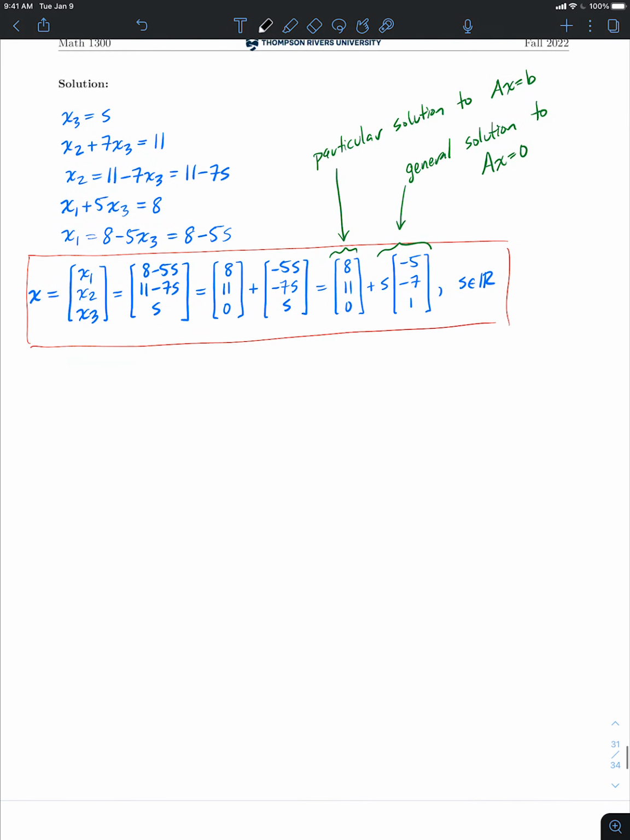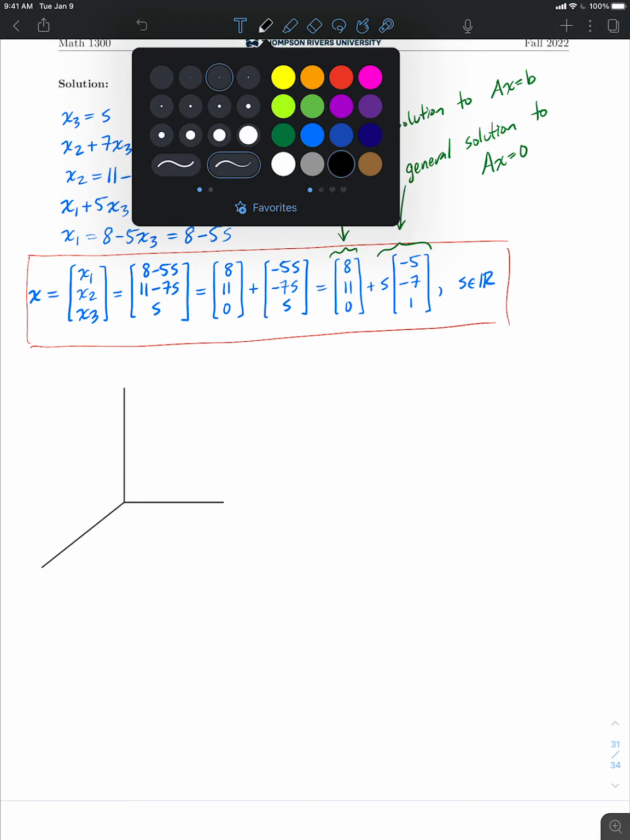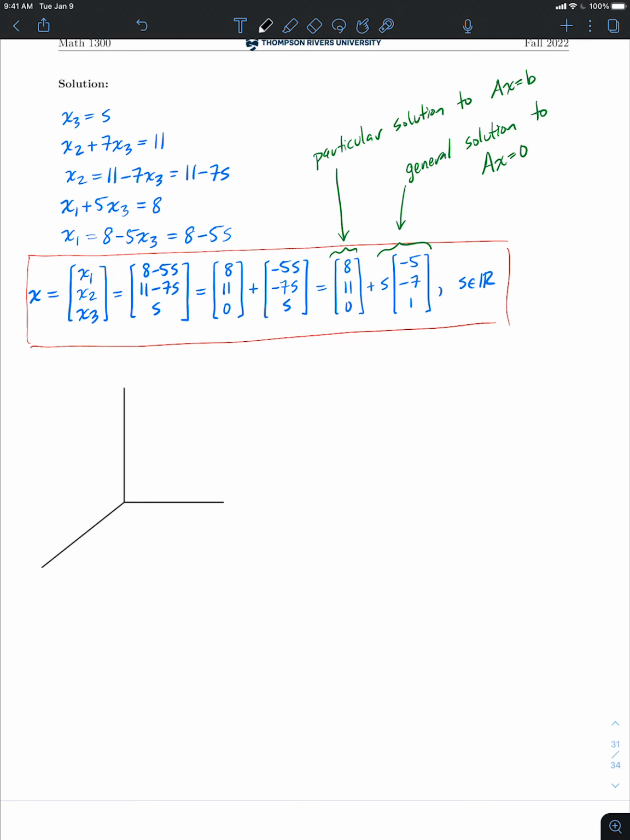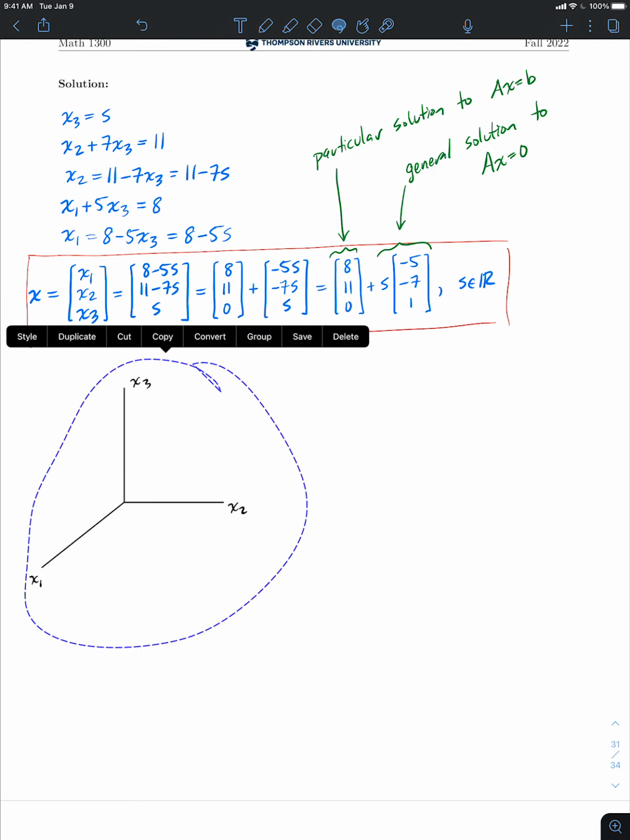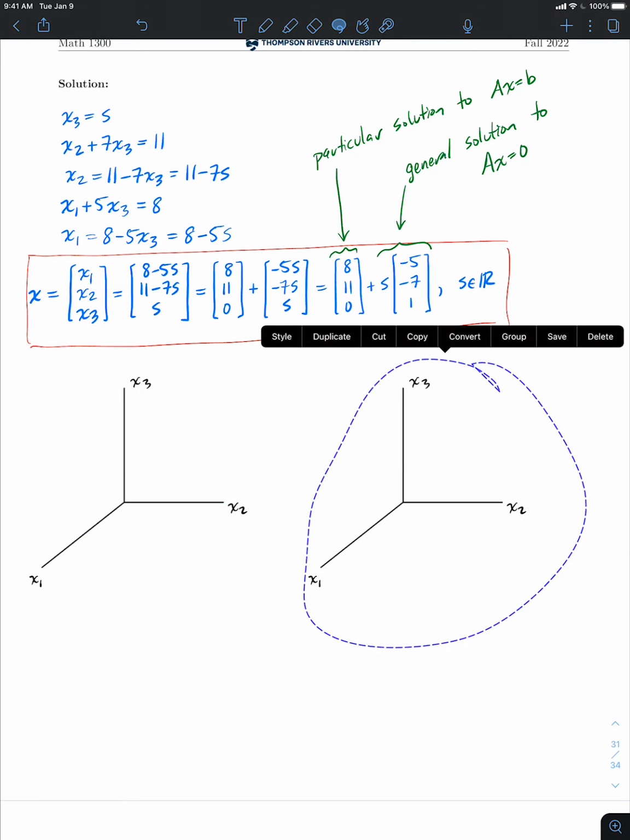Let's draw two pictures. Let's draw first a picture of the general solution to the associated homogeneous system. So let's just draw a picture with all of these vectors. So just forget about the vector 8, 11, 0, and we'll just graph all the multiples of -5, -7, and 1. So just like we did before. So let's just do some labels here: x1, x2, and x3. And before I get too carried away, I want to make a copy of this so that we can do the other picture afterwards.